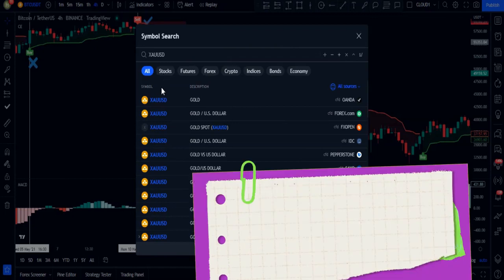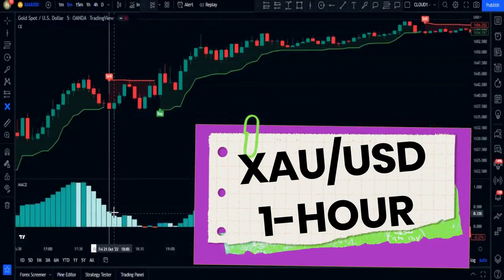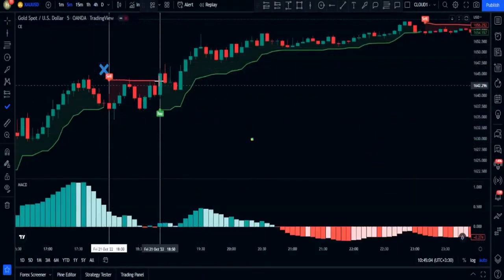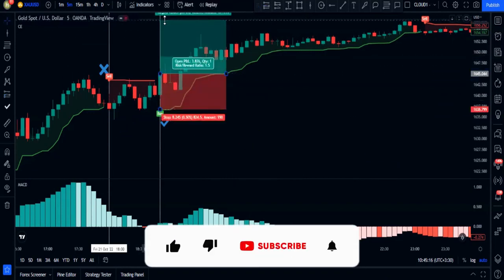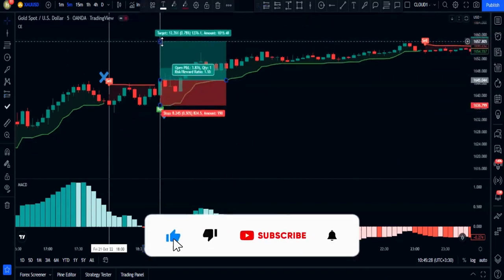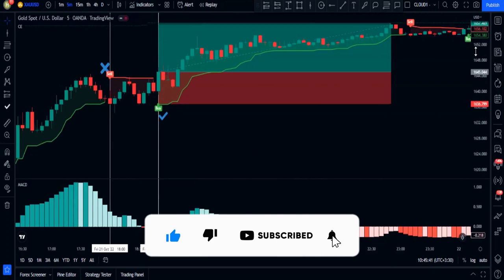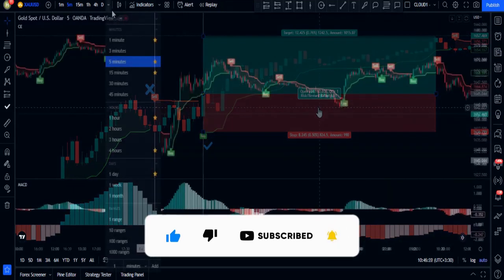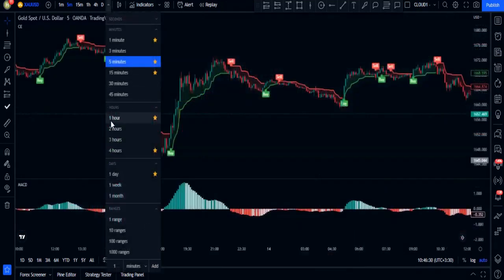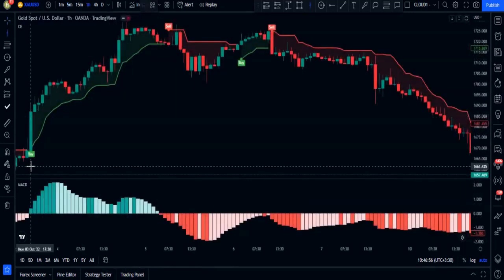Now let's check it out on gold 1-hour time frame. The strategy works on any time frame and any chart. Crypto, stocks, or forex, whatever market you wish to trade, you can trade with this strategy. It is so simple but very accurate. Take a look at these examples and see how great the strategy works on the gold 1-hour time frame.